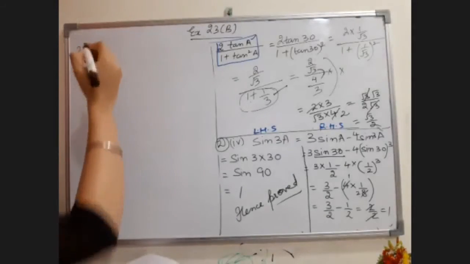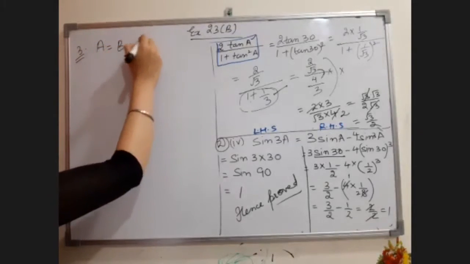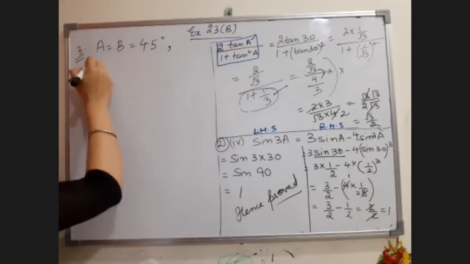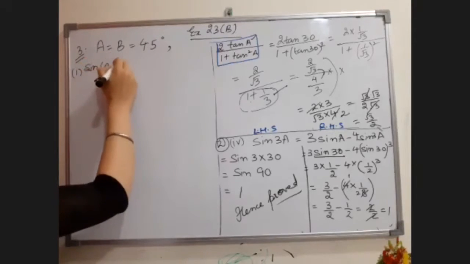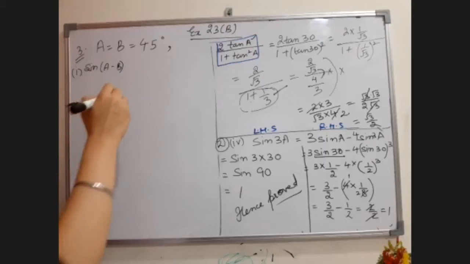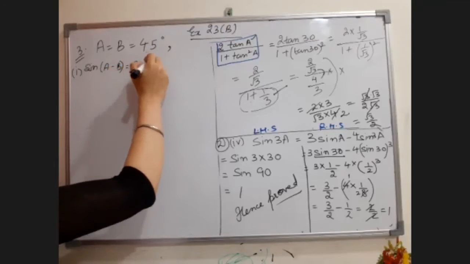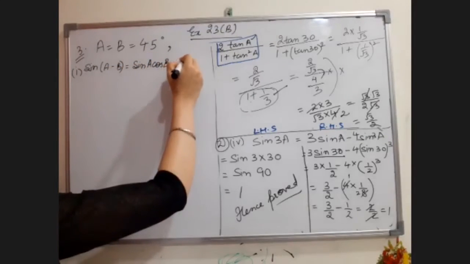So in the third question, it's given A is equal to B, which is equal to 45. What is the meaning of A equals B? A and B are equal, and their value is 45. So sine A minus B, this is our left hand side, and it is equal to sine A cos B minus cos A sine B.